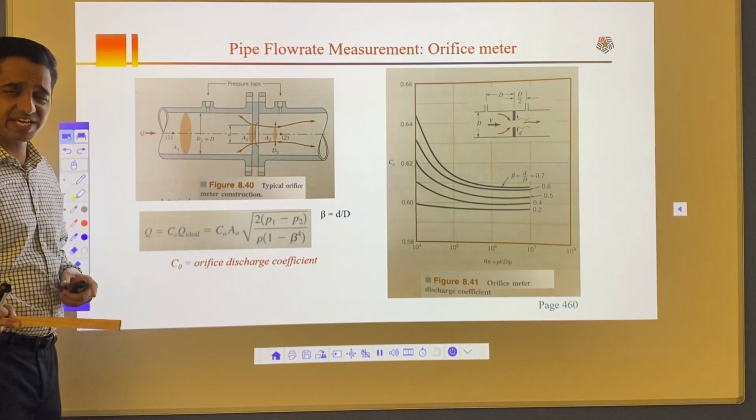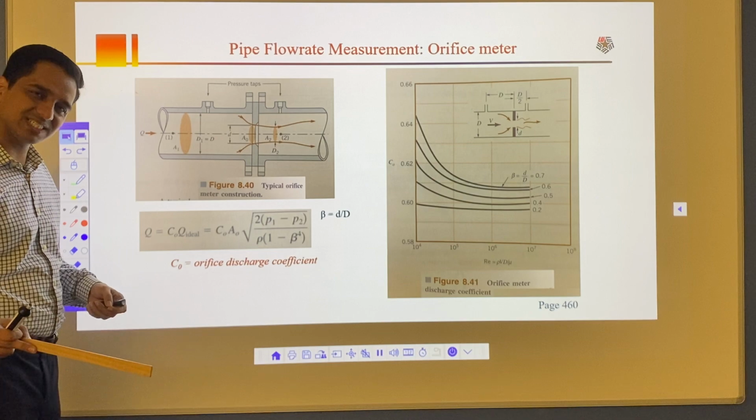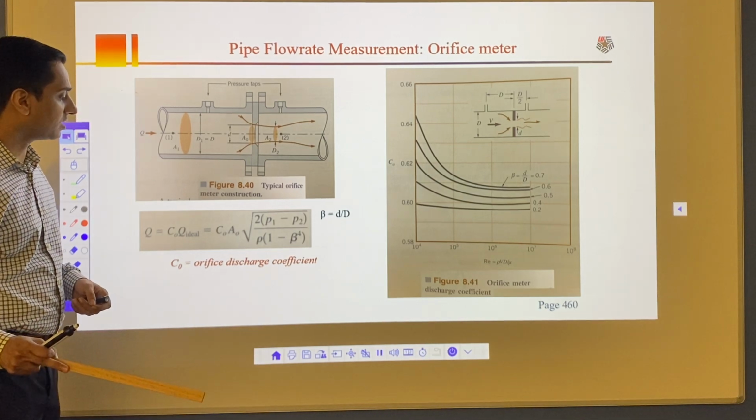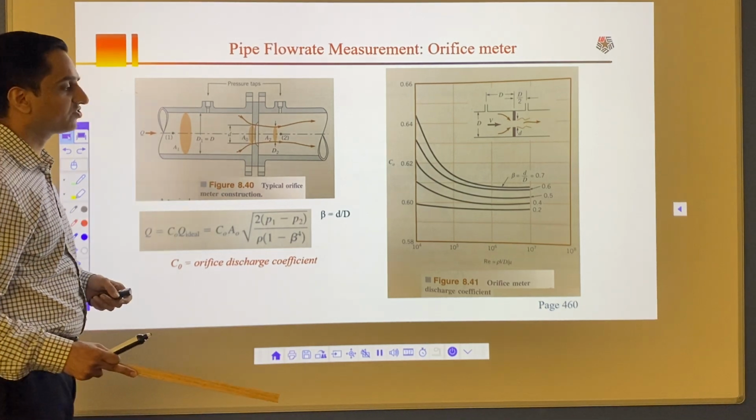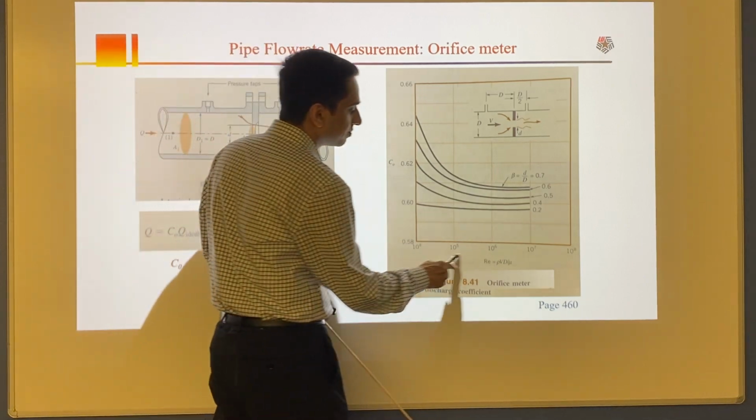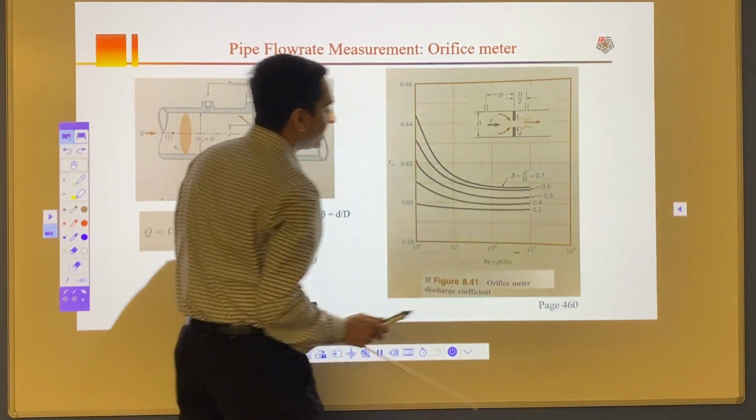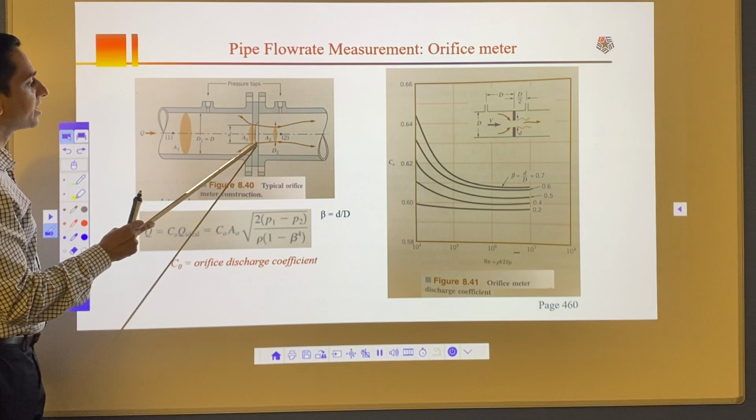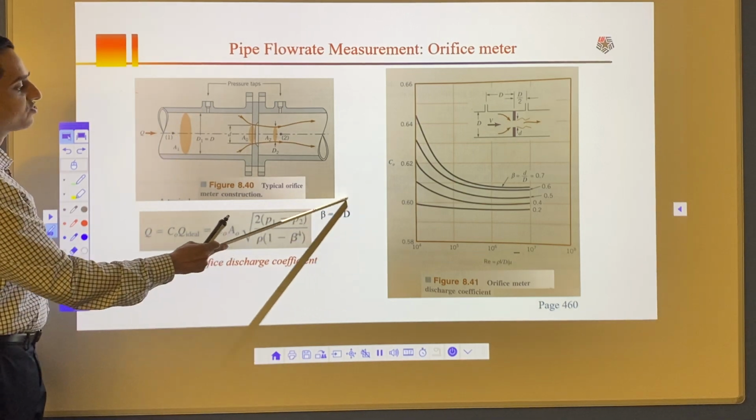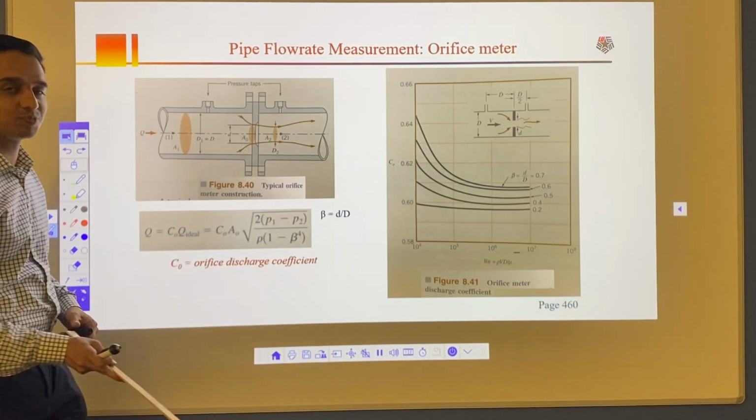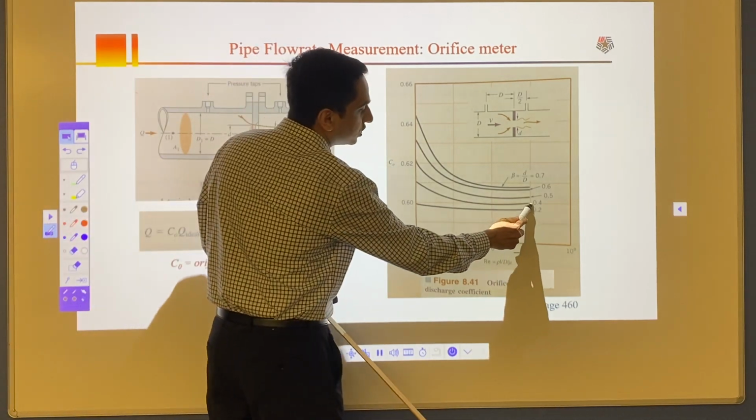CO is normally given, but just in case it is not given, you can calculate it from this kind of chart. For this chart, you need the Reynolds number, and then you need d by D. d by D is the ratio: this is the small diameter, this is the big diameter. That's your beta, the ratio. Let's say that ratio is 0.4. It means that you are going to follow this black line.